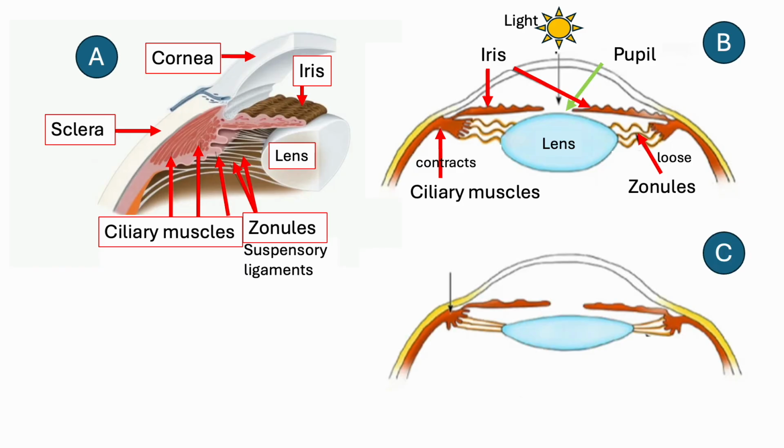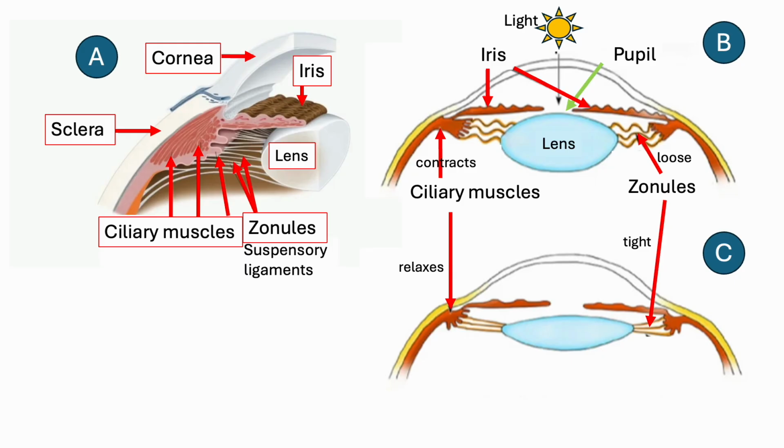C shows what happens when accommodating to distant objects. The ciliary muscles relax, which pulls the zonule suspensory ligaments tight. As the ligaments are attached to the lens, they pull on the lens, stretching it and making it flatter. A flatter lens has less focusing power, so you can see more distant objects.